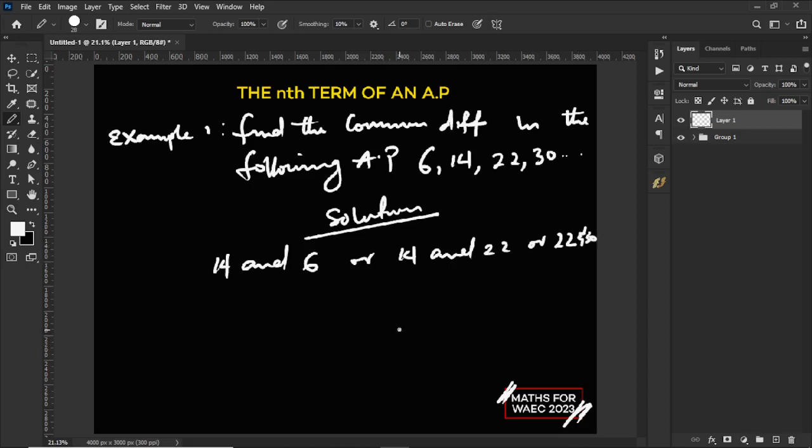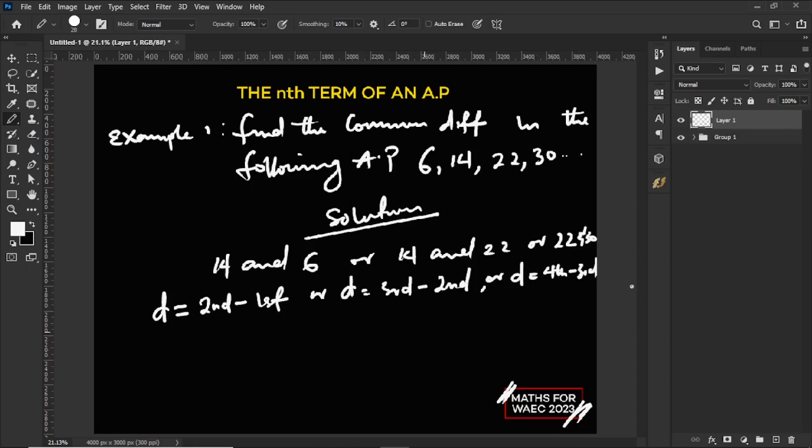Are you getting that now? Yes, sir. So you can see your common difference is equal to the second term minus the first term, or the third term minus the second term, or the fourth term minus the third term, and so on. Whichever one is going to give you the same result. So let's just go with the first one.